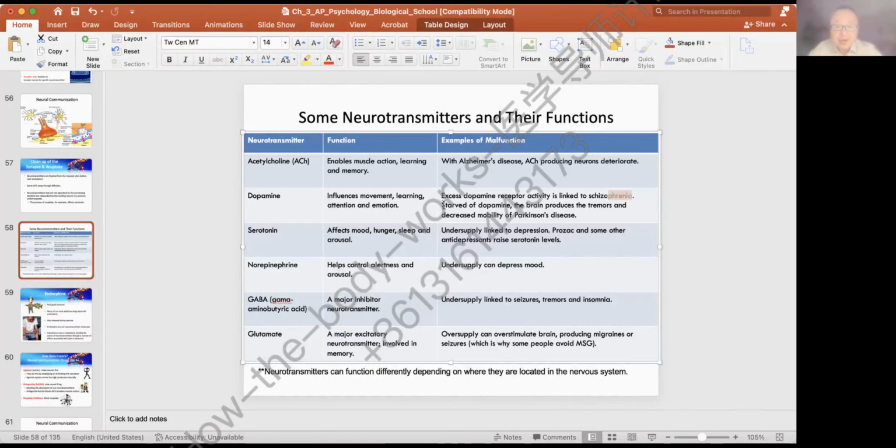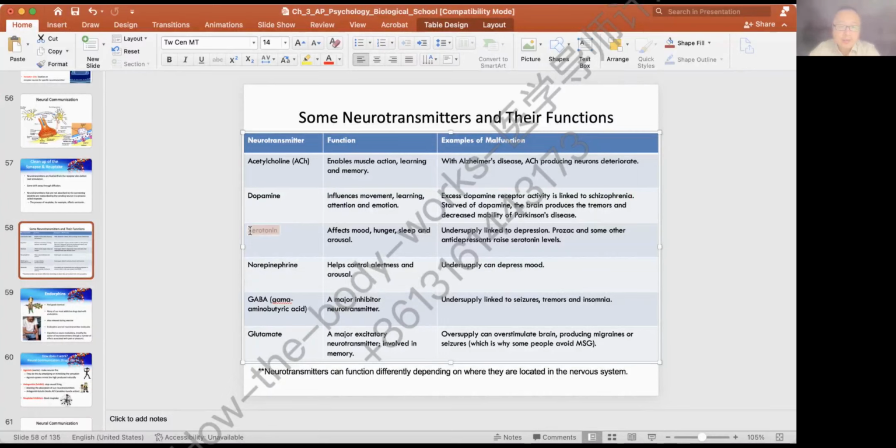So you can see, with the lack of dopamine, the brain produces the tremors and decreased mobility of Parkinson's disease. I think that because of the tremor of the hands, the person has Parkinson's, and it usually happens in aging people, right? So a lack of dopamine secretion is associated with Parkinson's disease.